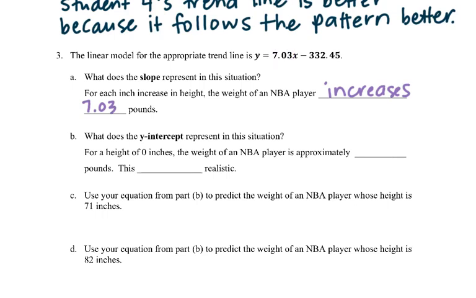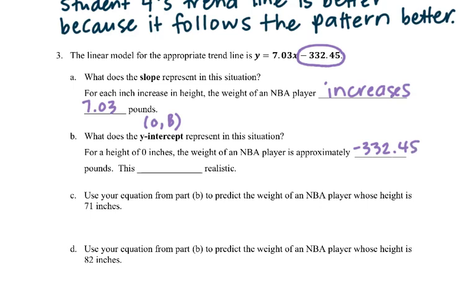What does the y-intercept represent in this situation? That's the plus b. Include that minus sign because that's very important here. Okay? And it's the y-intercept, which if you remember, we write (0, b), that b value that we get from the equation. So if our independent variable is height and our dependent variable is weight, that's basically how we write this as a sentence. So for a height of 0 inches, the weight of the NBA player is approximately our b value, which is negative 332 pounds.